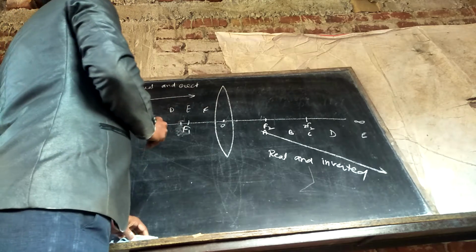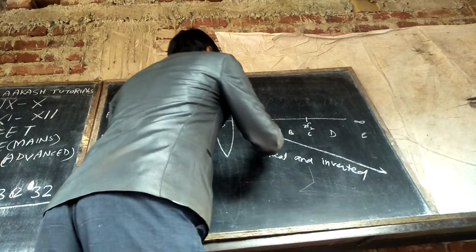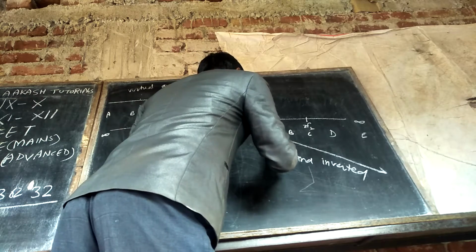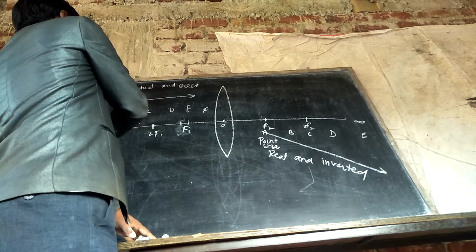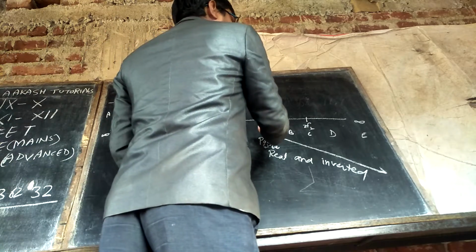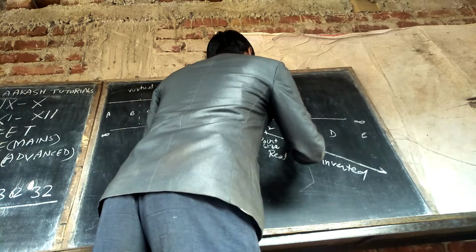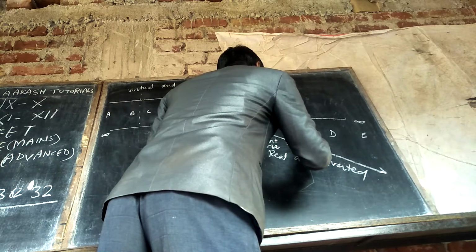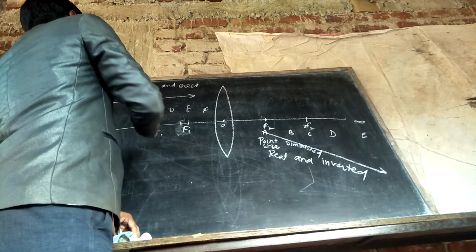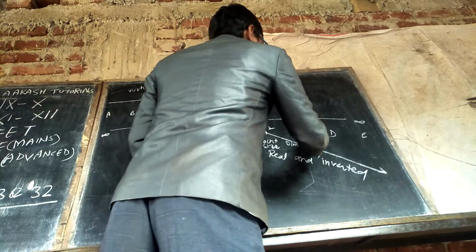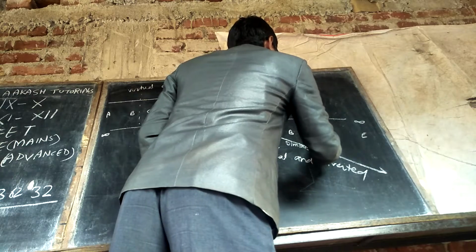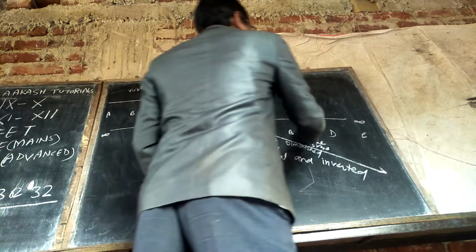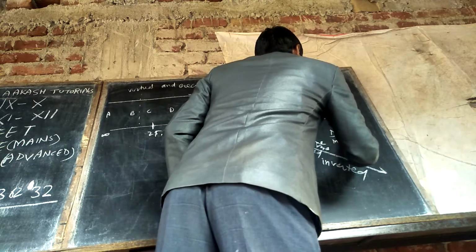About size. If the object is at infinity, the image will form at point size. If the object lies between infinity and 2f1, the image will form between f2 and 2f2, and the image will be diminished, that is smaller. Had the object been at 2f1, the image will form at 2f2 and it will be of the same size. Had the object been between 2f1 and f1, the image will form between 2f2 and infinity, and it will be magnified.